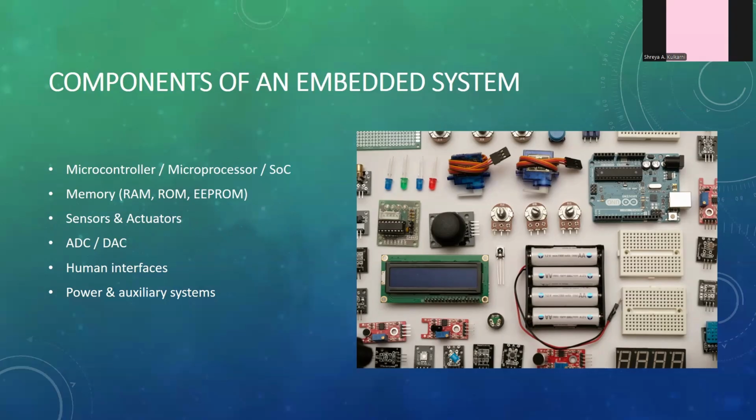So first is the processing unit, and the processing unit can be a microcontroller, microprocessor, or system on chip. All these things depend on the complexity of the system. For simple applications, we can go for a microcontroller or microprocessor, and for complex ones, we'll go for system on chip. Next, we have memory.